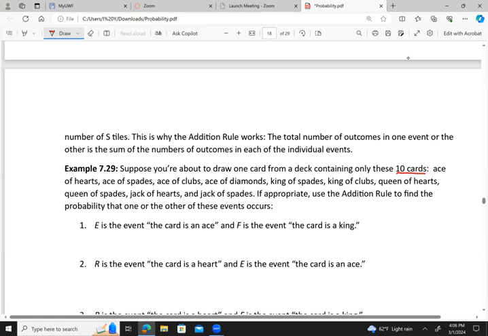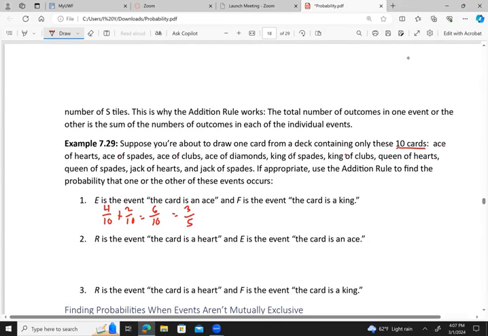E is the event the card is an ace. How many aces did we have? 1, 2, 3, 4. So the probability of getting an ace is 4/10. And F is the event the card is a king. How many kings did we have? 1, 2. Probability of a king is 2/10. Add them together, we get 6/10 or 3/5.